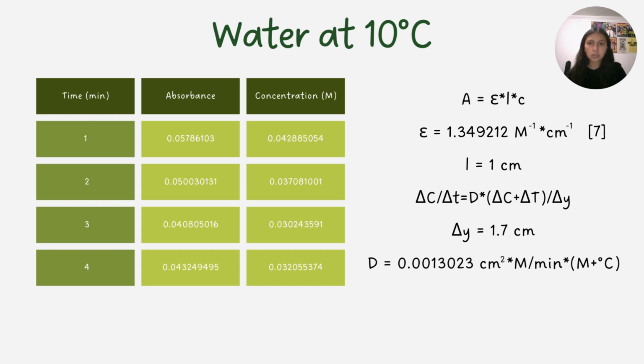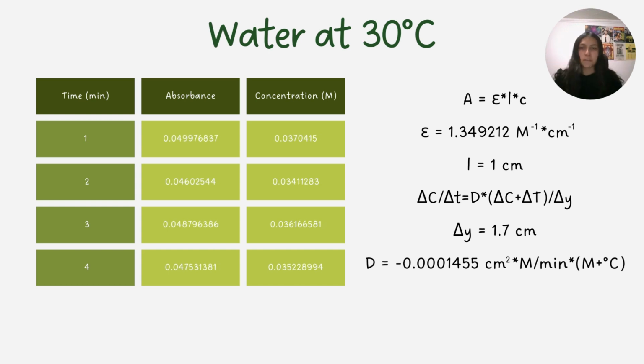After calculating the concentration at each time, it was possible to determine the diffusivity with the simplification of the Soret equation that can be seen here, in which the difference in concentration is between time 4 and time 1, just as time and distance corresponds to the height of the mark made, that was 1.7 centimeters. For the water at 10 degrees Celsius, we obtain a diffusivity of 0.00133023. The same was done for all temperatures.